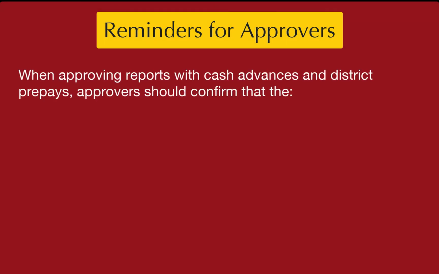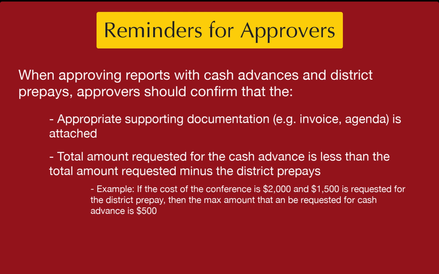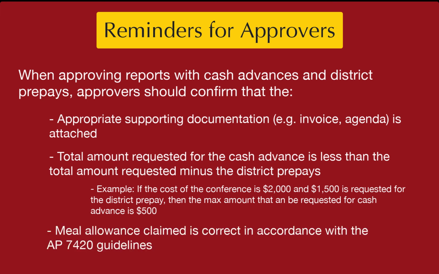When approving expense reports with cash advances and district prepays, approvers should confirm that the appropriate supporting documentation is attached, the total amount requested for the cash advance is less than the total amount requested minus the district prepays, and the meal allowance claimed is correct in accordance with the AP 7420 guidelines.